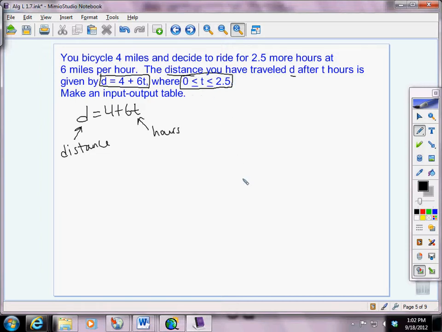To create an input-output table, normally again we use x's and y's. But in this case, we're going to use t's and d's. T is where our x normally would be. It's our independent variable, because that's the different things we're going to be inputting. Then we're going to apply our formula, and we're going to get our answer. So let's do an input-output table.